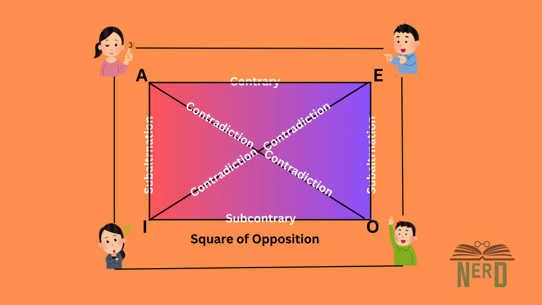Contradictory, A and O, E and I. Alice and Dave, and Bob and Carol are diagonal from each other. If Alice says all birds can fly and Dave says some birds cannot fly, one of them must be right and the other must be wrong. The same goes for Bob and Carol. Subaltern, A to I, E to O. Alice's statement, all birds can fly, implies Carol's statement, some birds can fly. Similarly, Bob's statement, no birds can fly, implies Dave's statement, some birds cannot fly. If Alice or Bob are right, then Carol or Dave must be right too. But if Carol or Dave are wrong, it doesn't necessarily mean Alice or Bob are wrong.